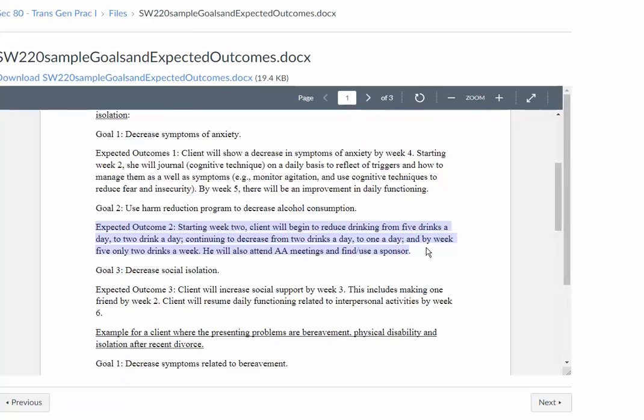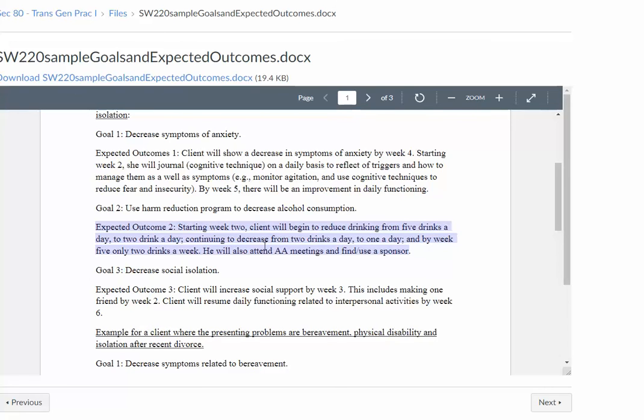So you can even get more specific. You can say the goal, number 2, is to decrease alcohol consumption. And then you can state that client currently drinks 5 drinks a day. In the first week, client will decrease to 2 drinks a day. And then you can go down that way. And then attending AA meetings or finding a sponsor can also be listed as different steps as well.